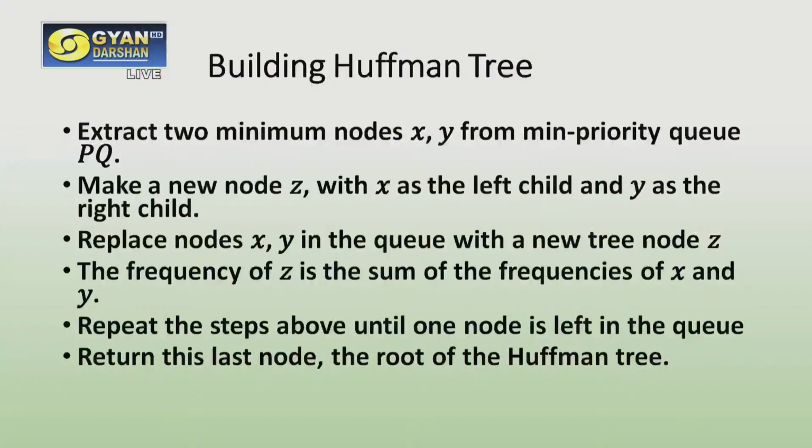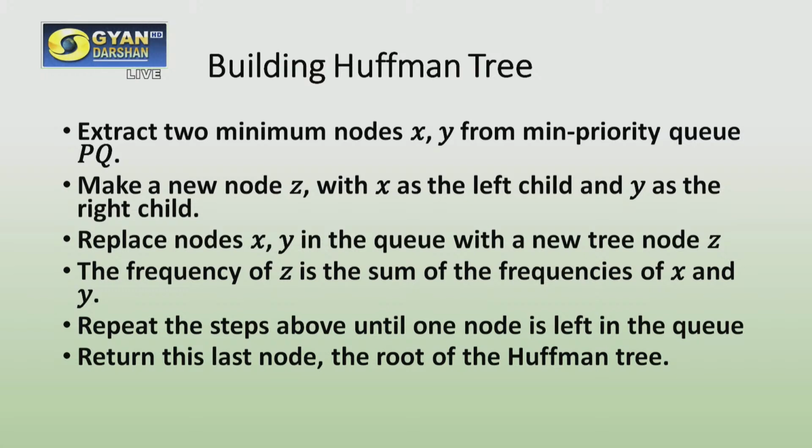Okay, so what is the algorithm for building a Huffman tree? Well, the algorithm in this particular case is very, very simple. First, since we have created that min priority queue, from that min priority queue, extract two minimum nodes x and y. Then make a new node Z with x as the left child and y as the right child.